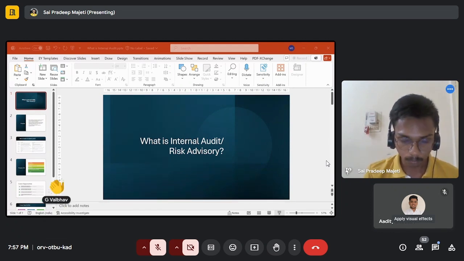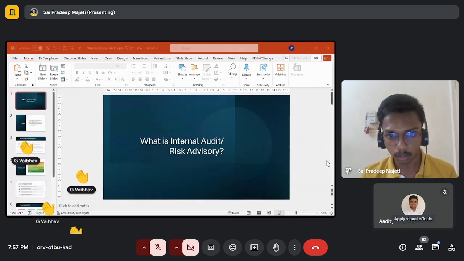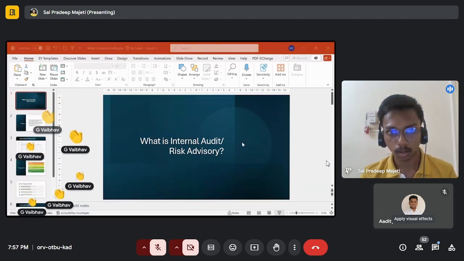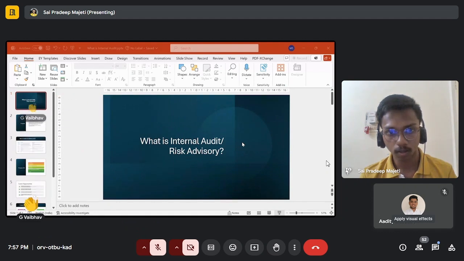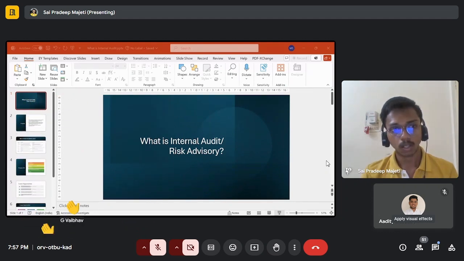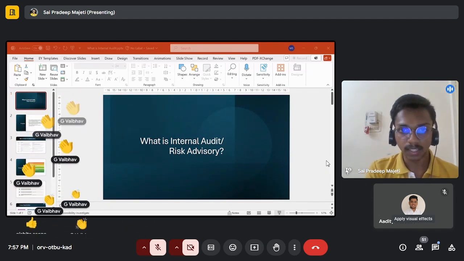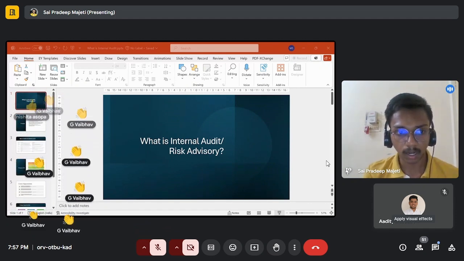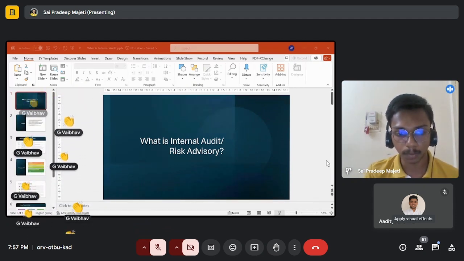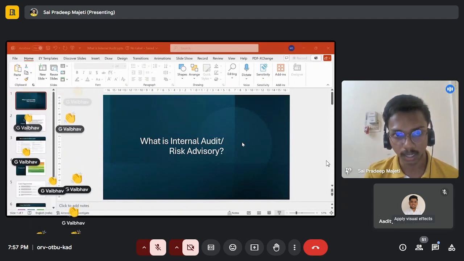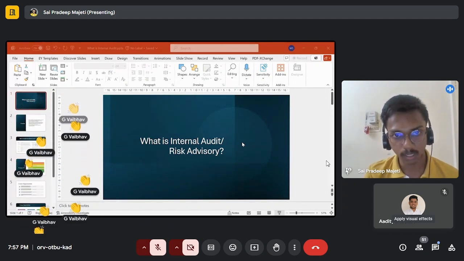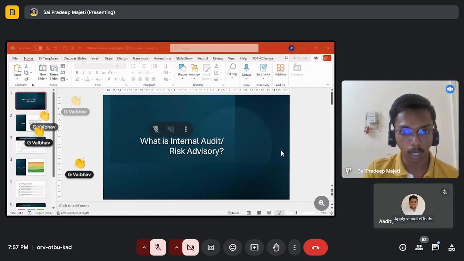Governance. Sorry, am I audible? Yes, you are audible. Yeah. So these are the key differences. In case you need, I can explain this, but due to time constraints and many other questions to be addressed, for now I'm skipping it. I'll explain the key differences later.